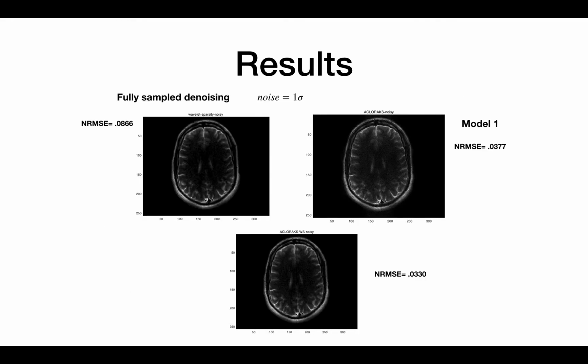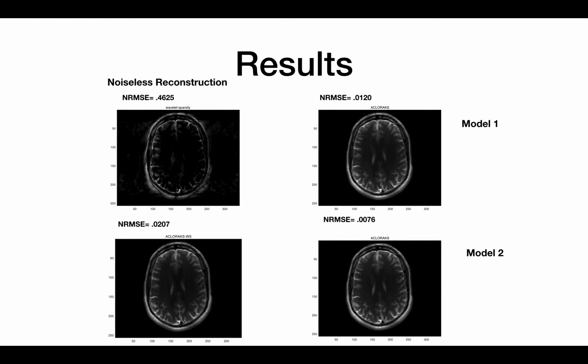And the first case is fully sampled denoising. We can see that the wavelet sparsity result is smooth, but the MSE performance is not good, and the original AC-LORAKS has a good MSE, but we can see some noise visually. So by introducing wavelet sparsity, the result removes some noise within the support here and gets a relatively better MSE.